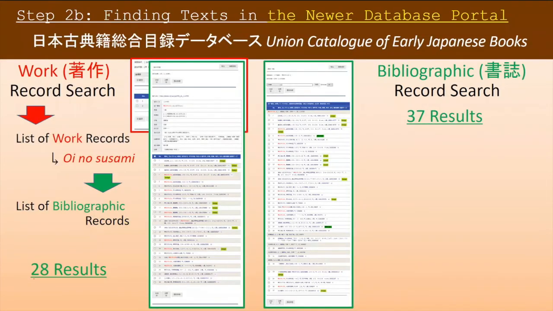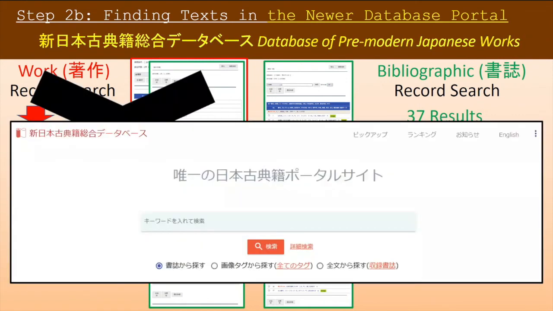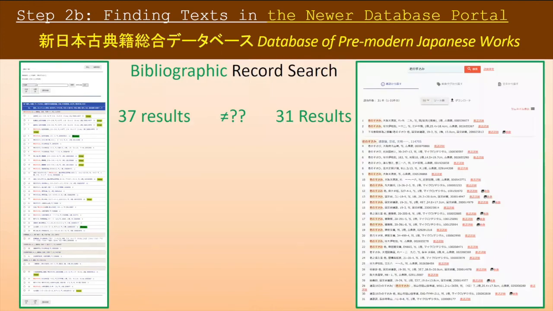But what if, instead, we use the other, newer search portal? Here there is no work record search path, and setting aside the image search capabilities unique to this portal, we can only search by bibliographic record. Confusingly, if we do so, we get only 31 results instead of the 37 we got with the older portal's bibliographic record search. Though here too, we find the same core 28 results.